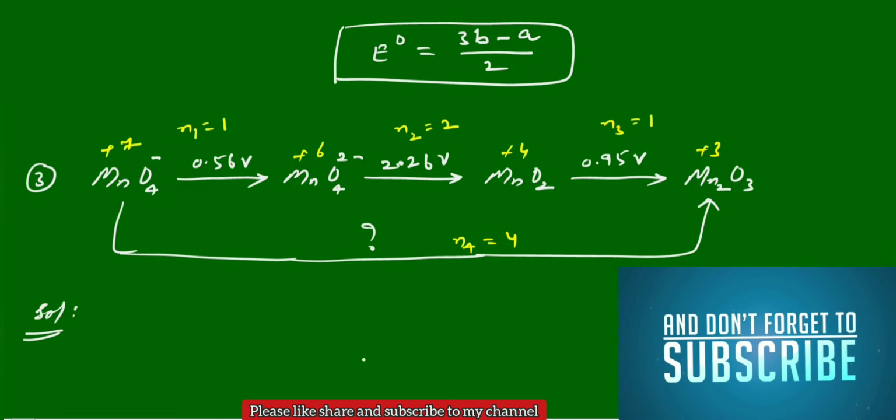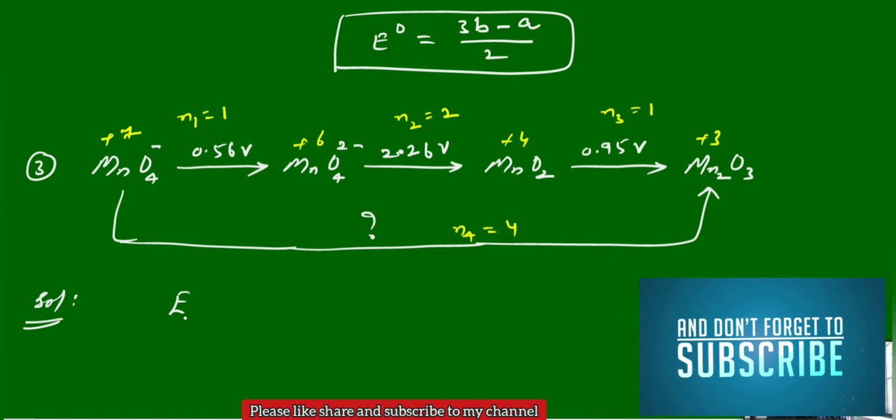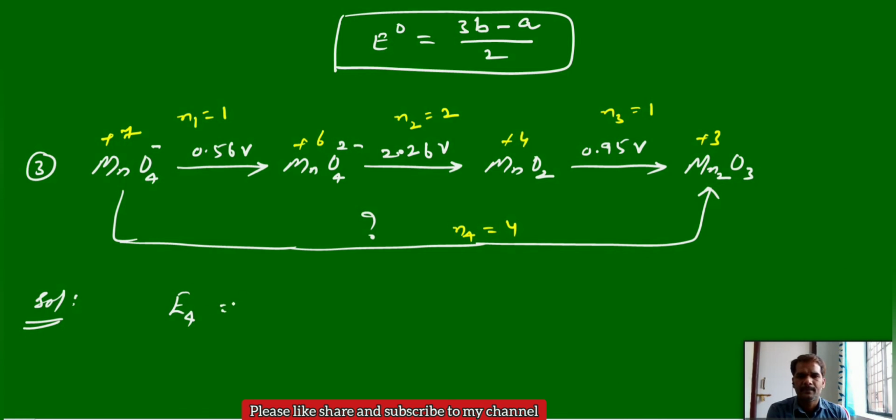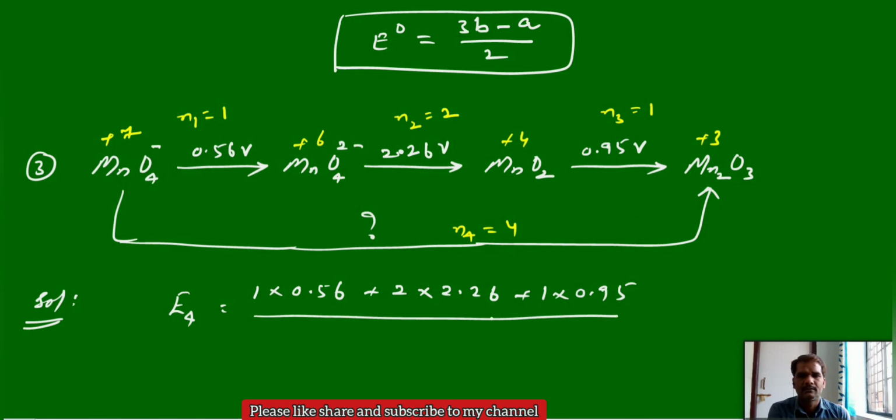So now we can substitute in the final equation. We require E4, which equals (n1E1 + n2E2 + n3E3) divided by n4. n1 means 1 into 0.56, plus 2 into 2.26, plus 1 into 0.95, divided by (+7 to +3) means 4. Simplify this, and divided by 4, you get approximately 1.5 volts.